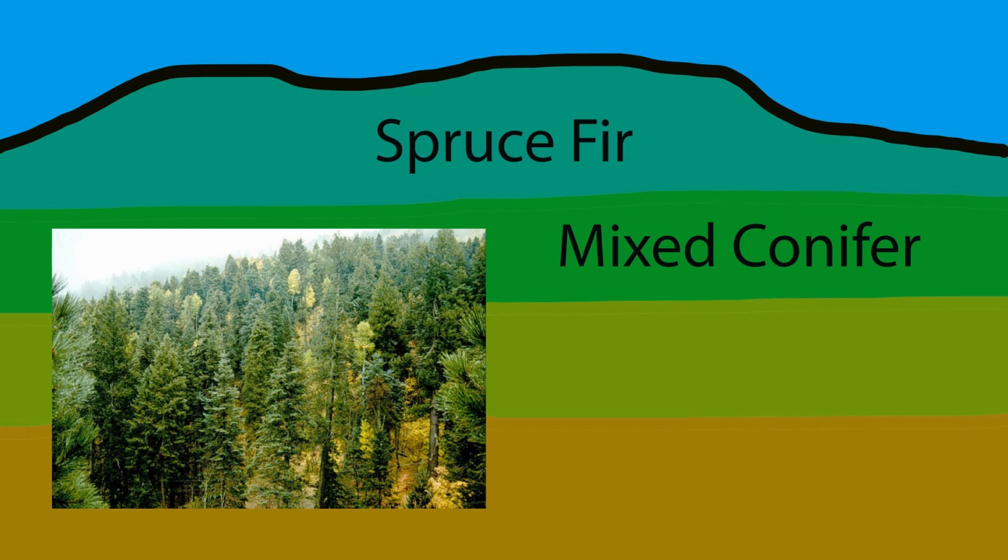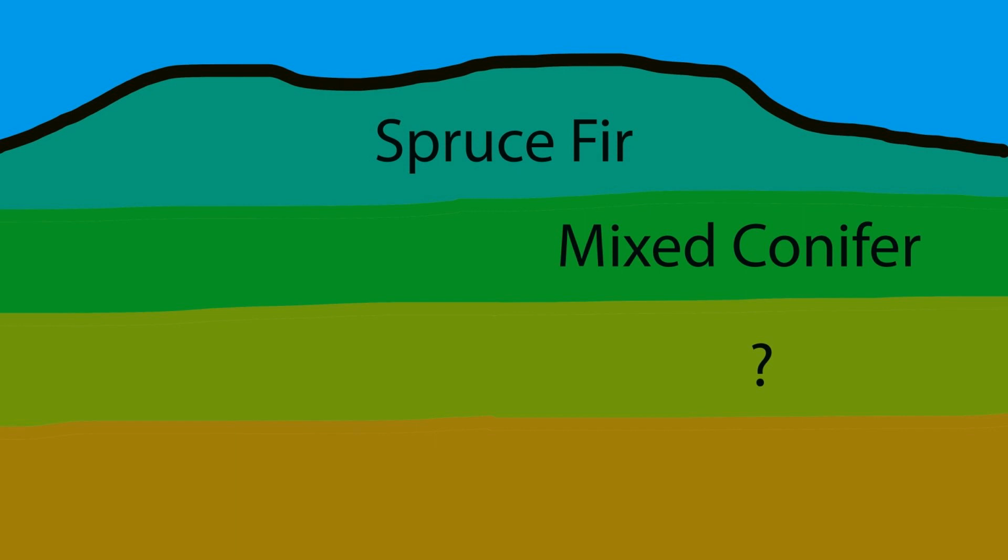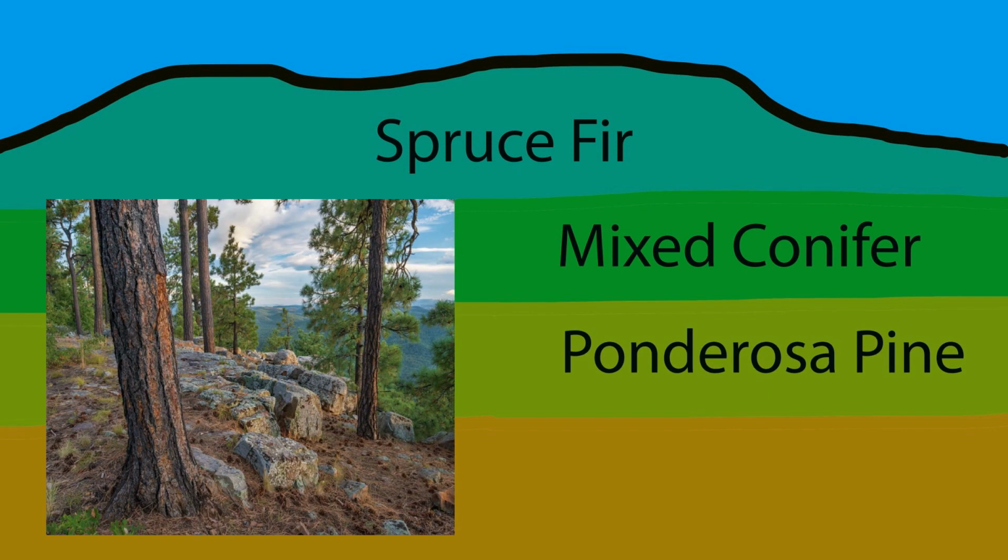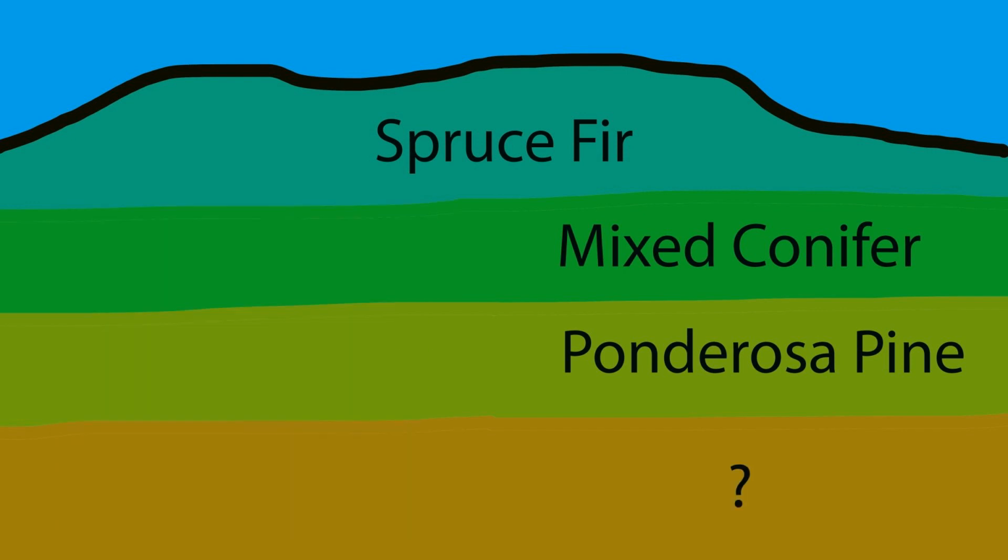Okay, don't say the name of the next one yet. Just think about it. What could it be? It's named after just one kind of tree. It is the ponderosa pine life zone, named after the ponderosa pine that lives there. And how about the bottom life zone? Don't say it yet. Just think about it. What is the name of this bottommost life zone? Okay, yell it out. What do you think it is?